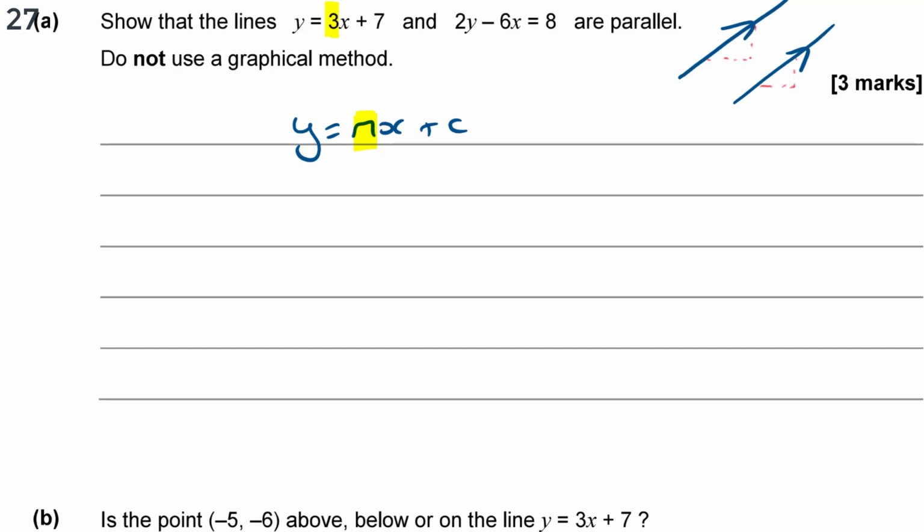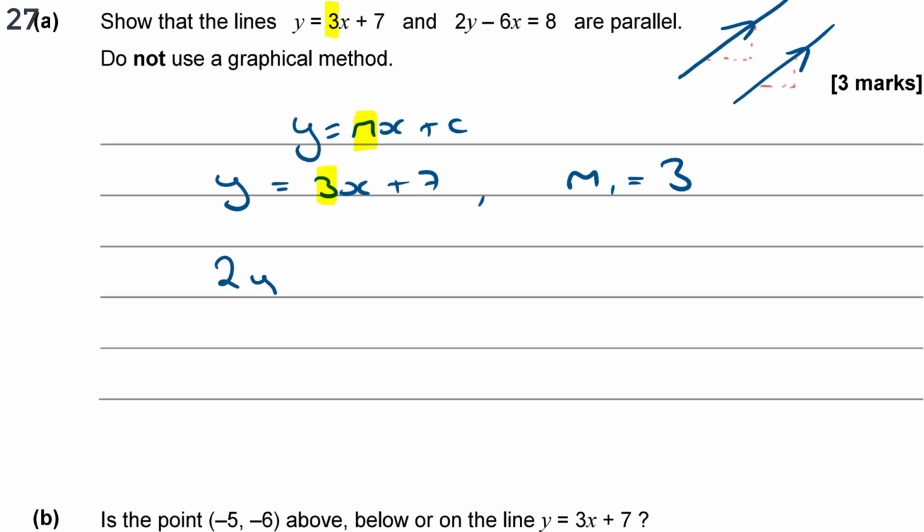So for the equation y equals 3x plus 7, our m1, as I'm going to call it, is equal to 3. So the gradient of that equation is 3. Like I say, it's just this number in front of x, the coefficient of x. Now the second equation I've been given is not in the form y equals mx plus c, so we're going to have to rearrange it first.